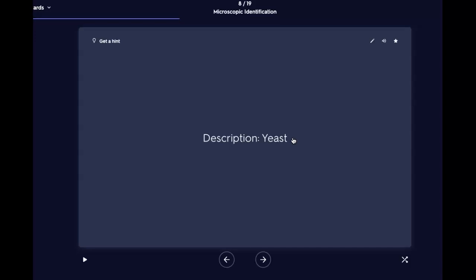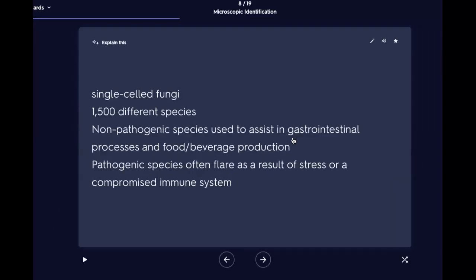Next, we have a fungus, which is yeast. So yeast is pretty interesting. There's over 1,500 different species of yeast. It is a single-celled fungi. There are non-pathogenic species, right, which we use to assist in gastrointestinal processes. So we might put them as an additive. We might use it as a probiotic or prebiotic. We also use non-pathogenic species of yeast in the food and beverage productions and industries.